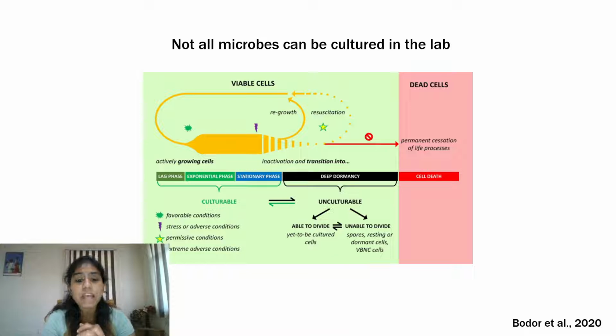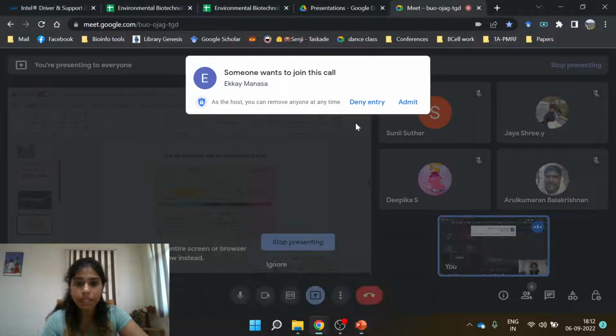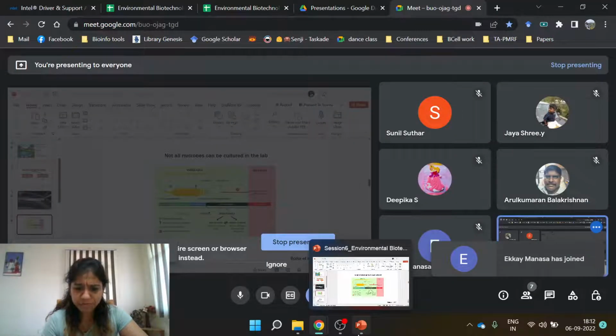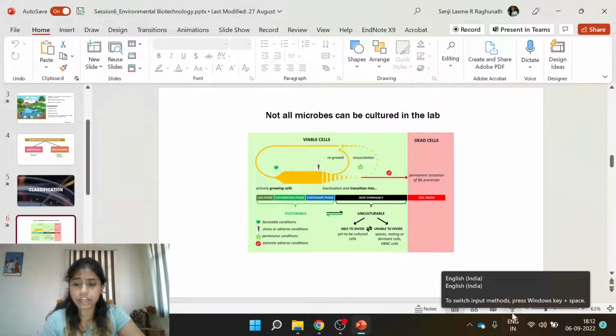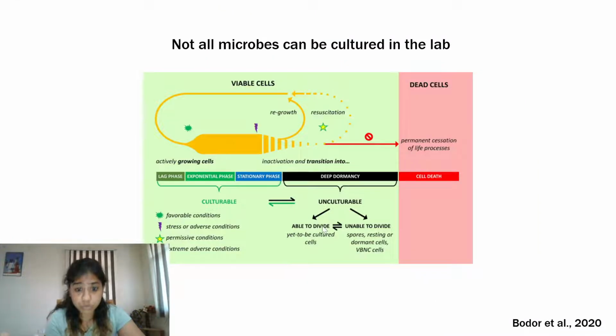Yes, okay, thank you. So that's the stationary phase. And during this stationary phase, they can undergo some kind of stress or adverse conditions, like I mentioned, because of less availability of energy sources or sugar sources, and that could put them in stress, and they might start going into a dormant phase.